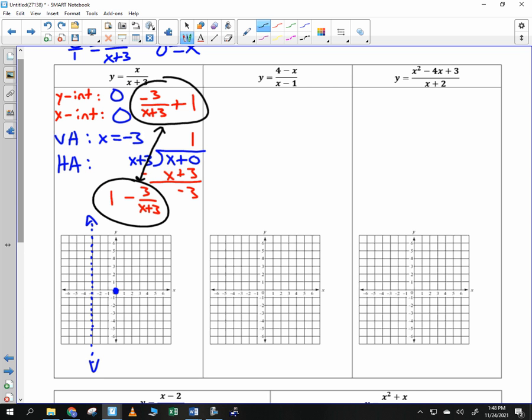What's the shift if you look at this? And did we move left 3? What's the vertical shift? Up 1. So the horizontal asymptote is y is equal to 1. So when you divide it, you can find out that horizontal asymptote.